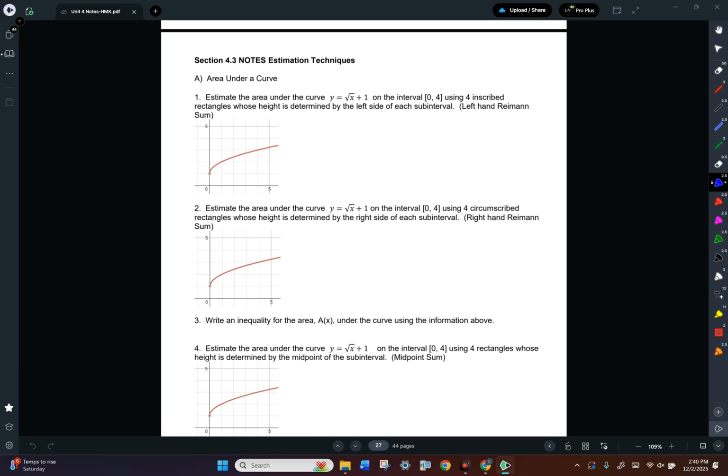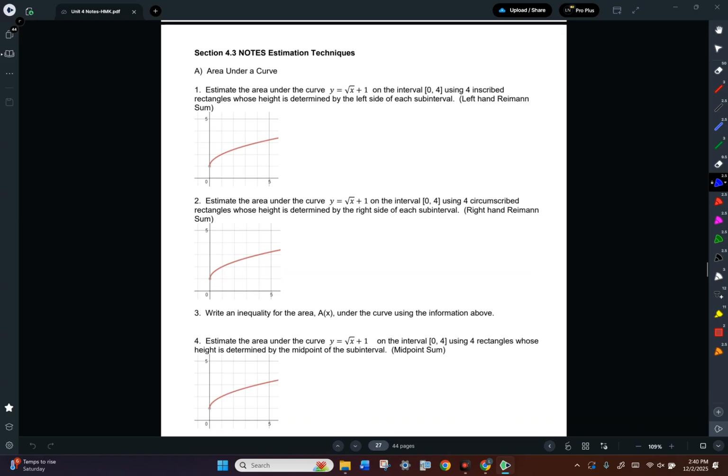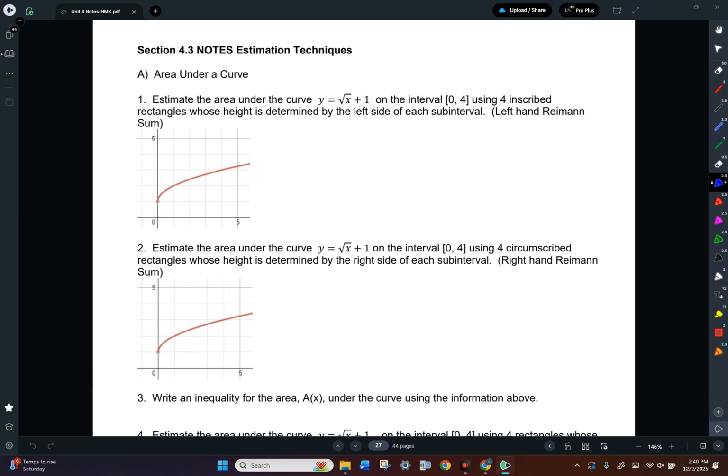Look at number one. Suppose I tell you to estimate the area under this curve, and I've given you the equation right here of the curve. I want to estimate the area under that curve down to the x-axis on the interval from 0 to 4. So from 0 all the way to 4, I want to estimate all of this area.